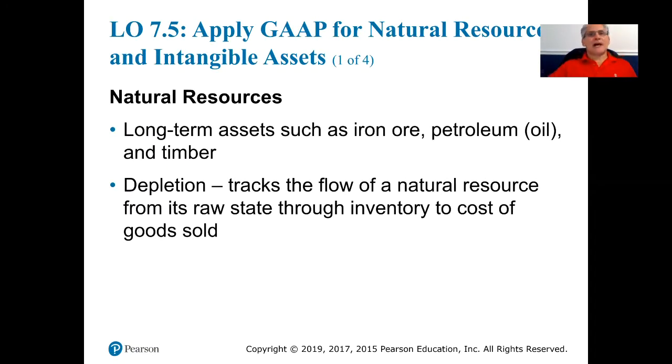Moving on to 7.5, apply GAAP for natural resources and intangible assets. Natural resources are long-term assets such as iron ore, petroleum, or what we know as oil, and timber. We don't depreciate natural resources, but they do deplete over time. The depletion tracks the flow of natural resources from its raw state through inventory to cost of goods sold.